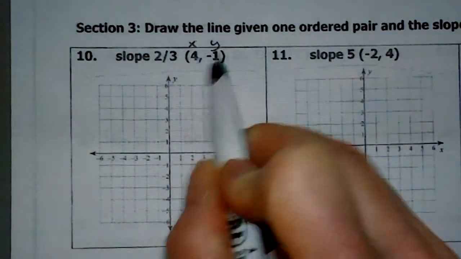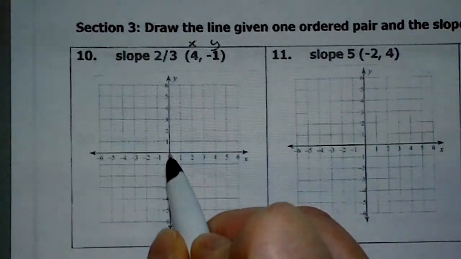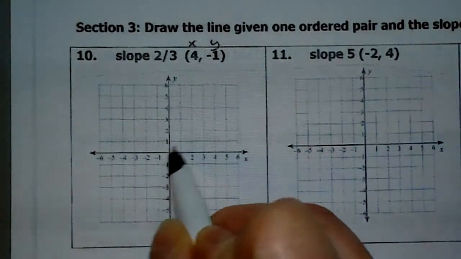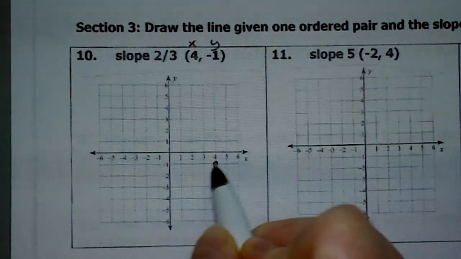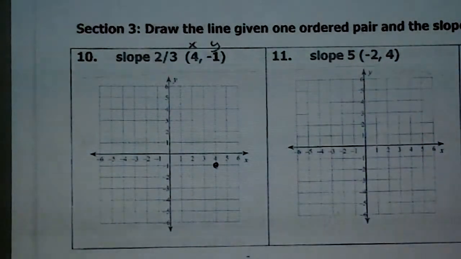So if you have the point (4, -1) on your graph, that means 4 on the x-axis, so 1, 2, 3, 4, and -1 on the y. That's the ordered pair where you start. So again, step 1, plot the point.